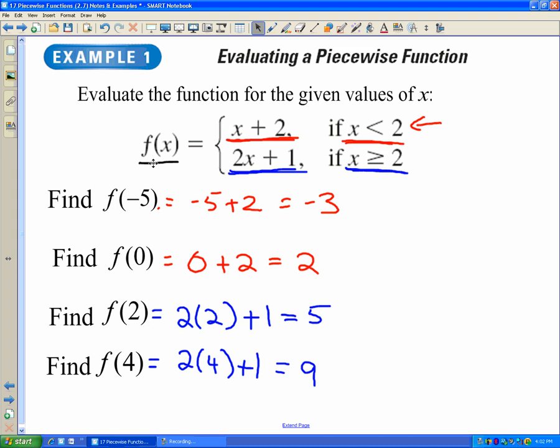That's the basic idea of a piecewise function. The function is broken up over my domain, and I have different functions for each part of the domain. Let's try another.